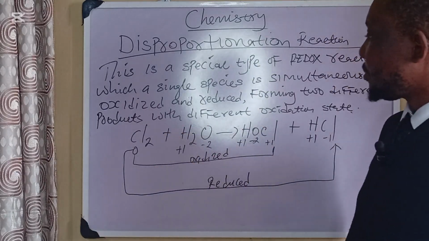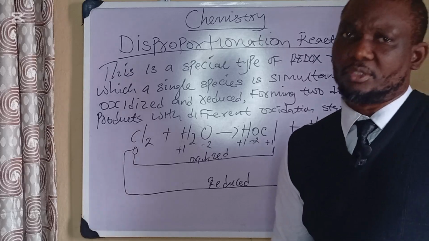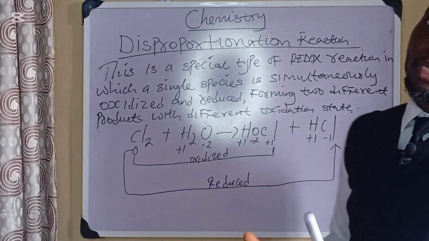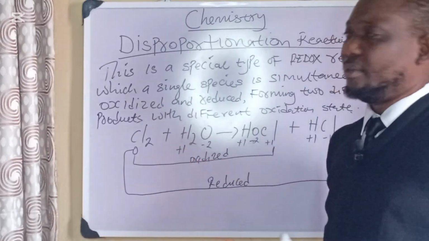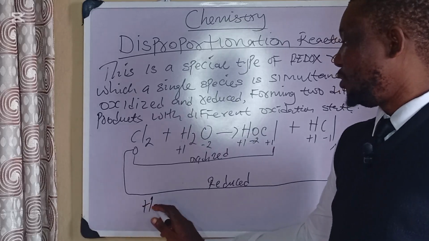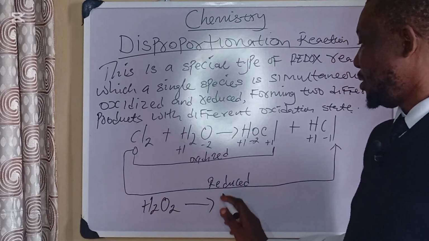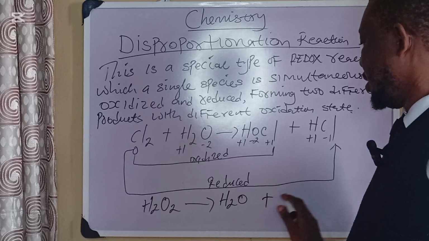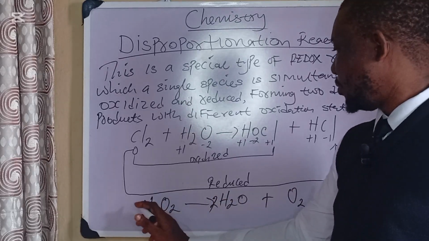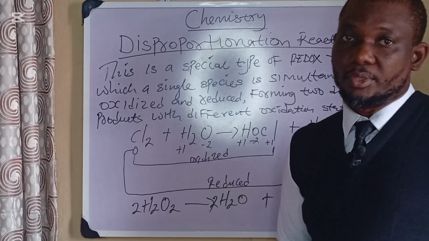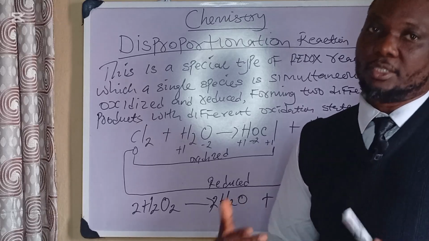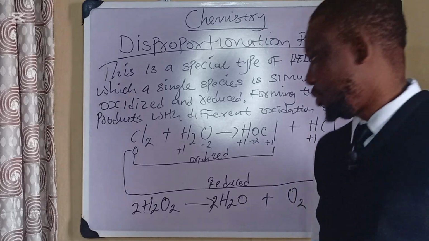There are some other decomposition reactions that are also disproportionation, where you see a single species undergoing the same kind of reaction, but this time it is not decomposition. Maybe you see a reaction whereby hydrogen peroxide turns into water and oxygen. We always want to balance the equation first. If you look at this reaction, let's see if it is a disproportionation and who is undergoing disproportionation.